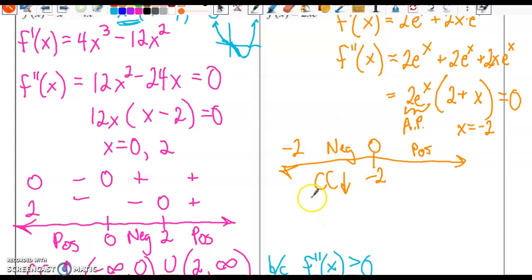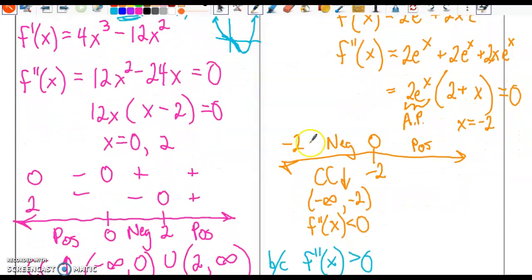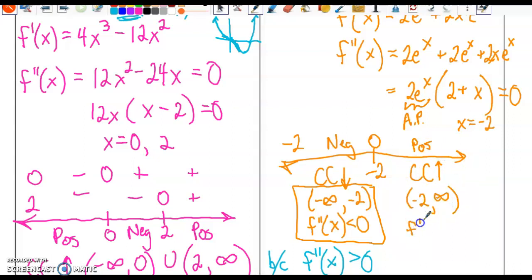So this would be concave down for your second derivative, from negative infinity to -2. Your reason is the second derivative is negative. I hope it's all named f, yep, they're all named f. And then right here would be concave up from -2 to infinity. And the reason is because the second derivative is positive. And you can verify these results with the graphing calculator.